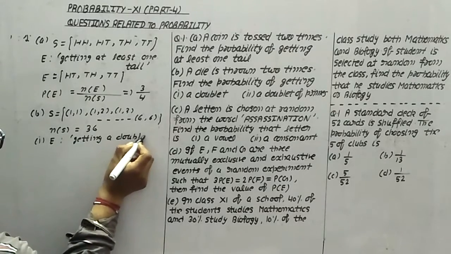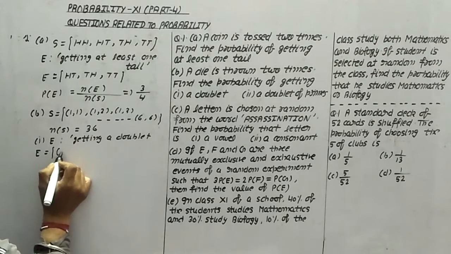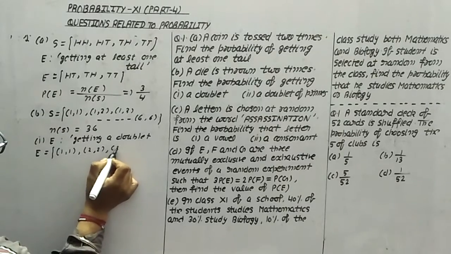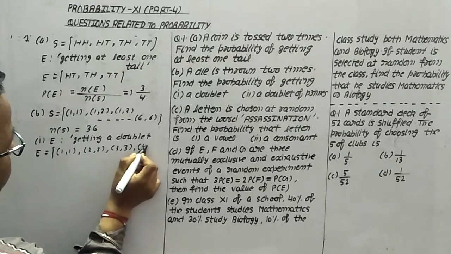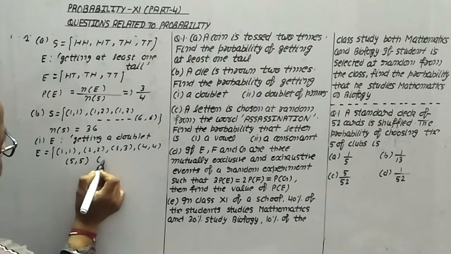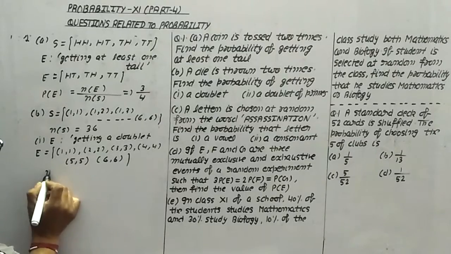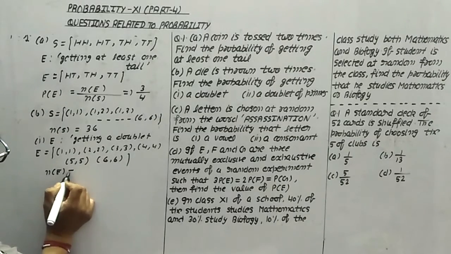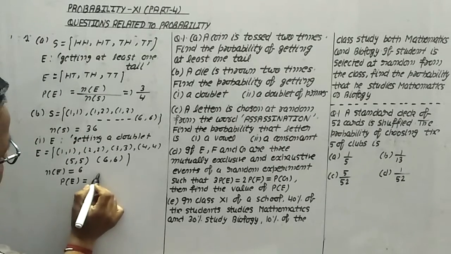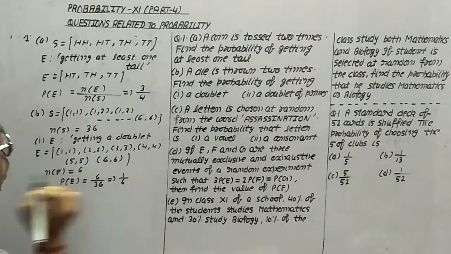Now getting a doublet means the elements in E are like this: 1 1, 2 2, 3 3, 4 4, 5 5, 6 6. So what will be the number of elements in E? The number of elements in E will be 6. Therefore, you can say the probability of E is given by 6 upon 36. It means this is 1 upon 6.